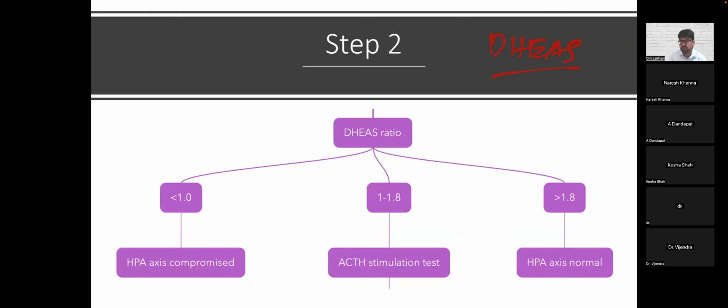Sometimes, like I said, for momentary there might be changes. Let's say the patient has taken steroid just yesterday, right? So then the cortisol will be low. But DHEAS will actually give you the picture over the last 2 weeks, right? So hence DHEAS is useful.